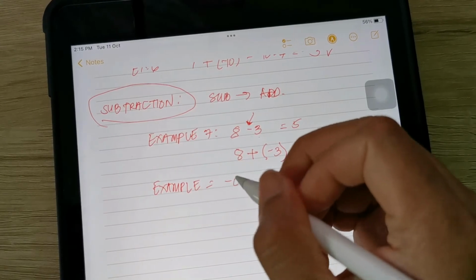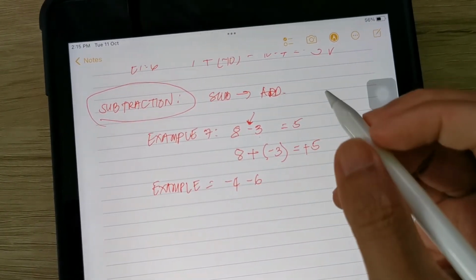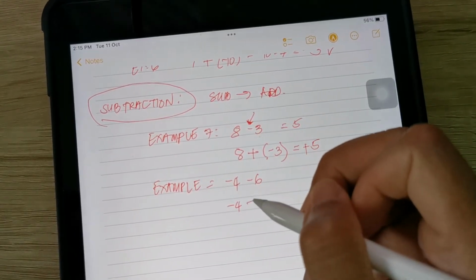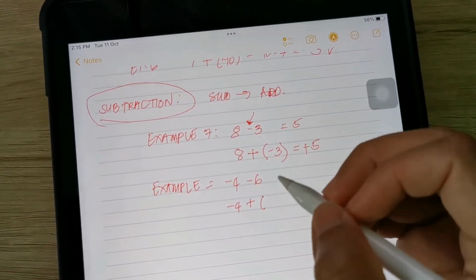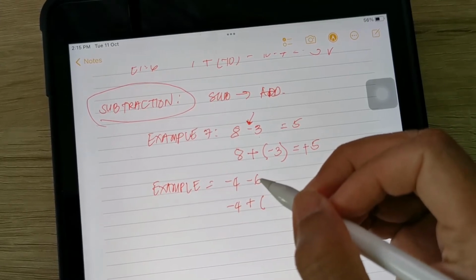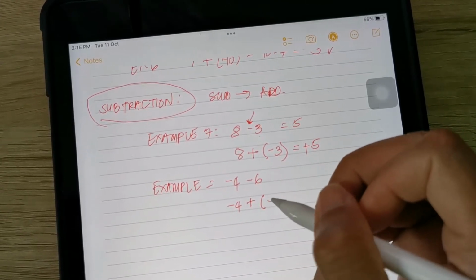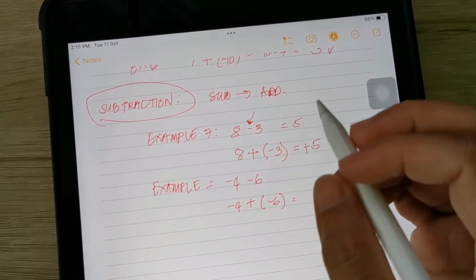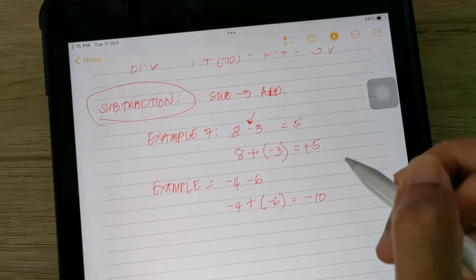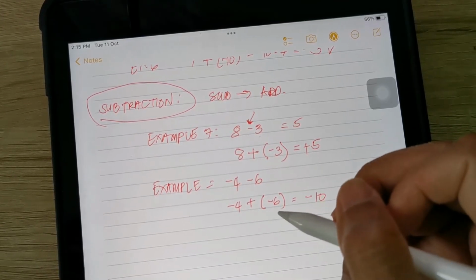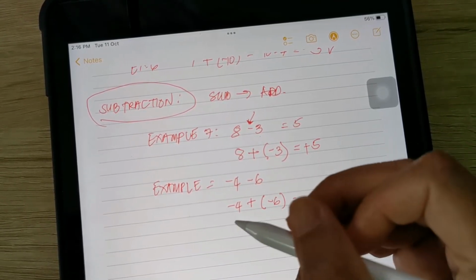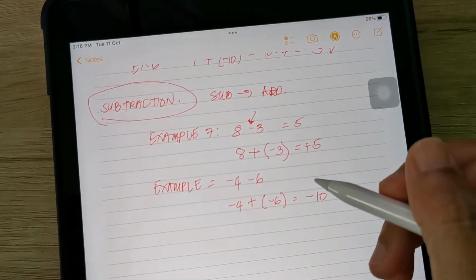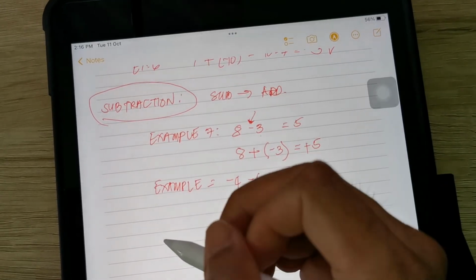So, negative 4 minus 6. Negative 4. Tapos, from subtraction to addition. And then, change positive 6 to negative 6. So, ang magiging sagot is negative 10. Kasi, both signs, yung i-add mo. So, 4 plus 6, and then copy the sign of both integers. Okay?